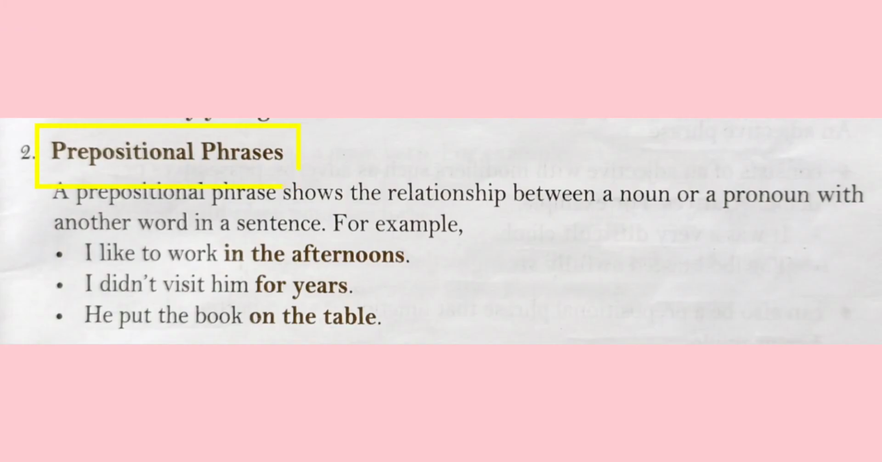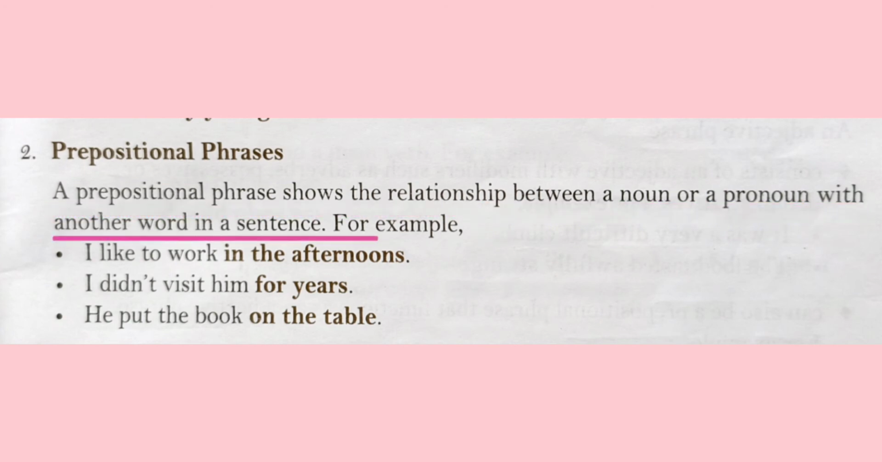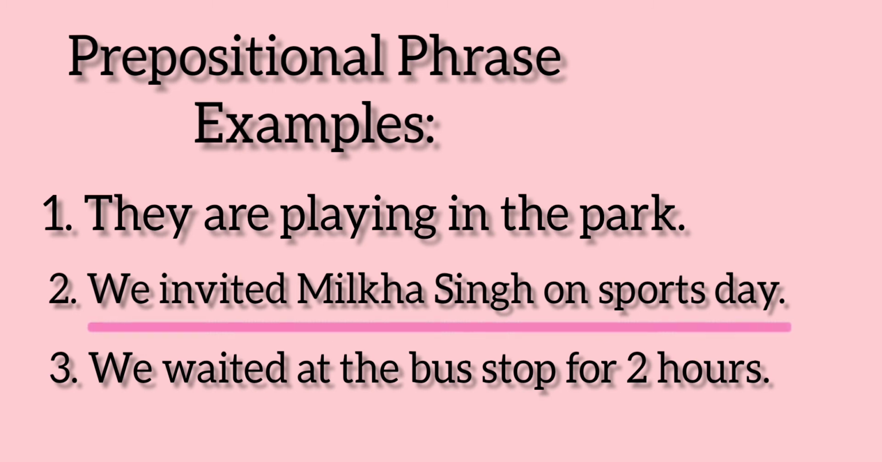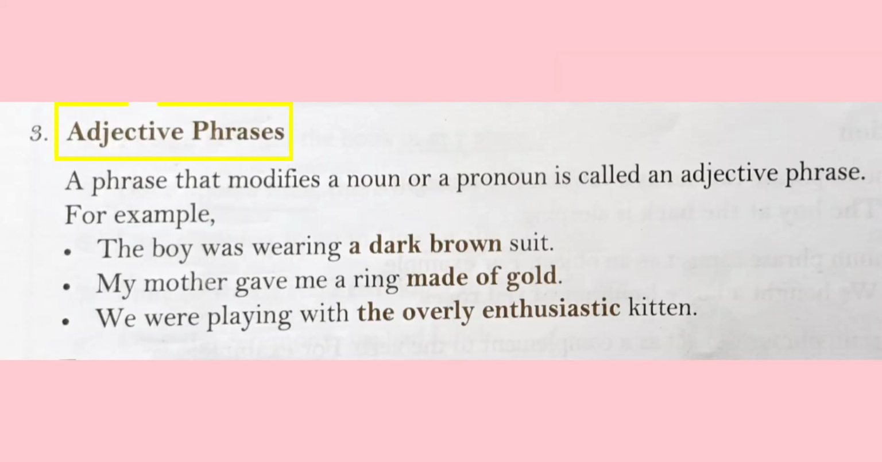Next is prepositional phrases. A prepositional phrase shows the relationship between a noun or a pronoun with another word in a sentence. Let us take some examples. They are playing in the park. We invited Milka Singh on sports day. We waited at the bus stop for 2 hours. Here, the prepositional phrases in the park, on sports day, and for 2 hours answer questions like where, when, and for how long.